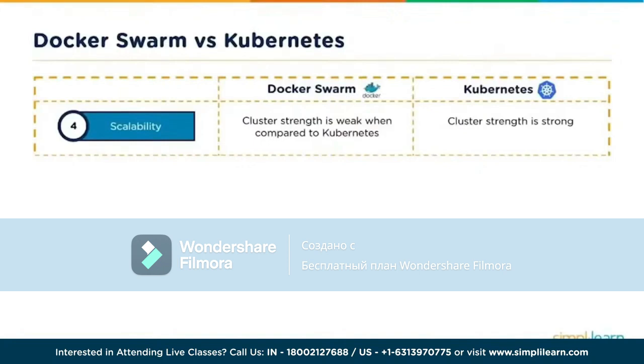Worker nodes can be added to a swarm. Worker nodes can be asked to leave a swarm or can be taken out of a swarm based upon the requirement. So this is kind of a loosely coupled architecture for Docker Swarm, while in Kubernetes, the cluster is very tightly coupled.